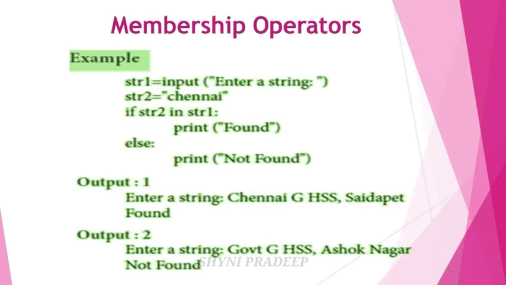Okay, and next in output 2 you are entering another string, Government GHSS Ashok Nagar. When you give this string, the if condition will be evaluated. String 2, Chennai, is not present in string 1, so the else part will be executed, that is, not found will be displayed on the output screen. Okay, so this is about membership operators.